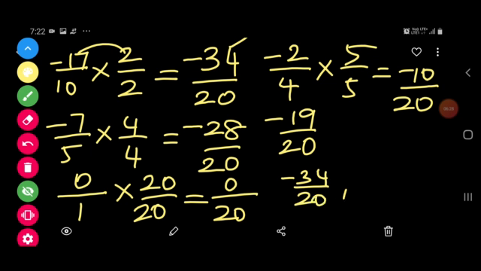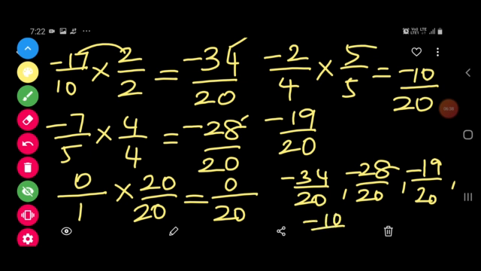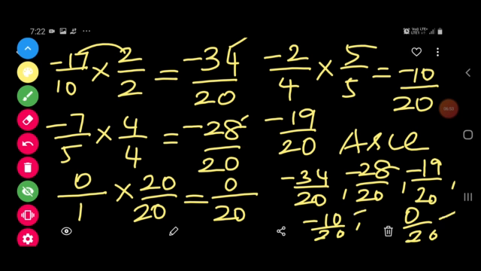Next least number is minus 28 by 20. Next least number is minus 19 by 20. Next least number is minus 10 by 20. Next number is 0 by 20. Okay, this is our required ascending order. We have to write descending order by reversing this order. So the descending order will be, I will dictate, you just write. Descending order will be 0 by 20, then minus 10 by 20, next minus 19 by 20, next minus 28 by 20, next minus 34 by 20. So this is our required answer.